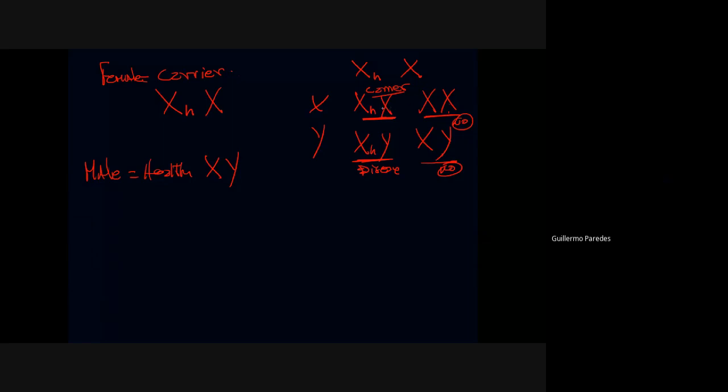Two girls. From these 2 girls, how many are going to have a disease? None, 0. How many are going to be carriers? 1, 50% of the girls only. And 50% of the girls are going to be normal.